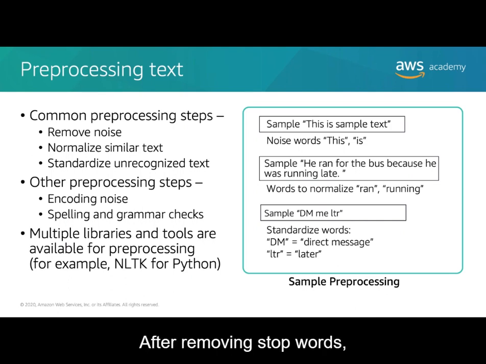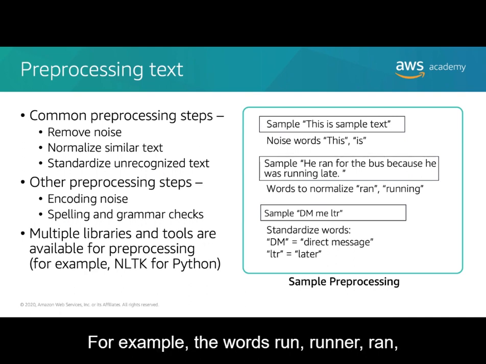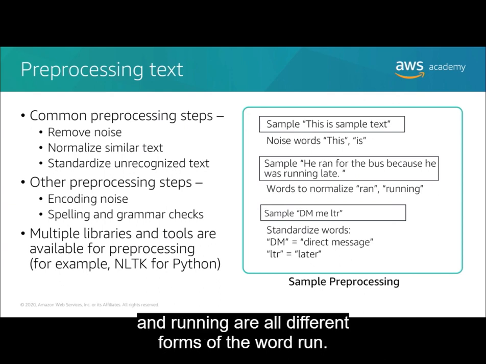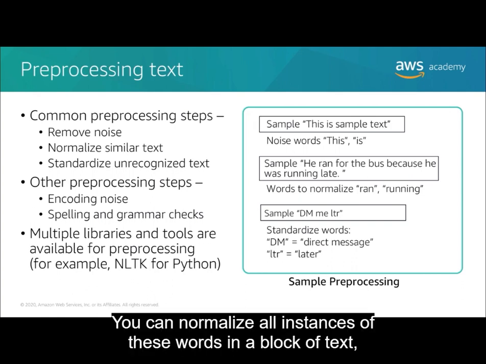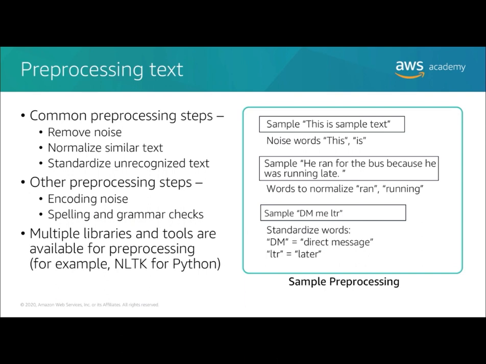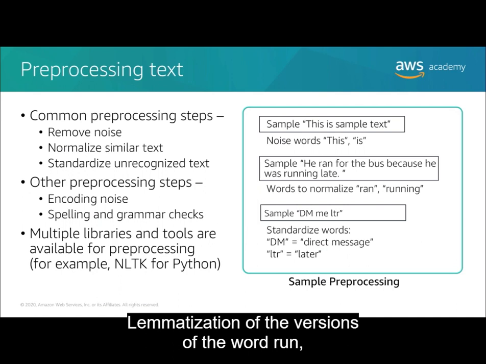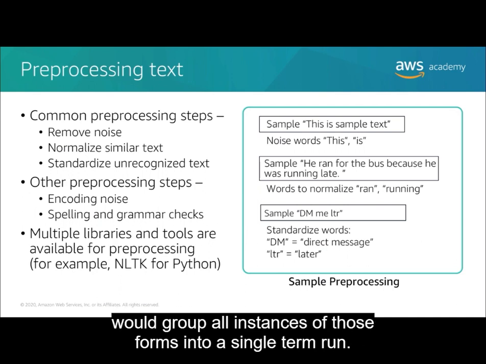After removing stop words, you can normalize text by converting similar words into a common form. For example, the words run, runner, ran, and running are all different forms of the word run. You can normalize all instances of these words in a block of text using the stemming and lemmatization processes. Lemmatization groups different forms of a word into a single term. Lemmatization of the versions of the word run would group all instances of those forms into a single term, run.